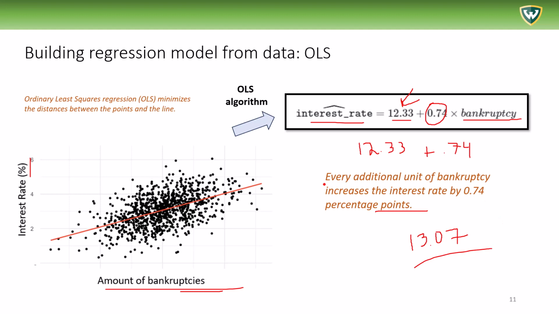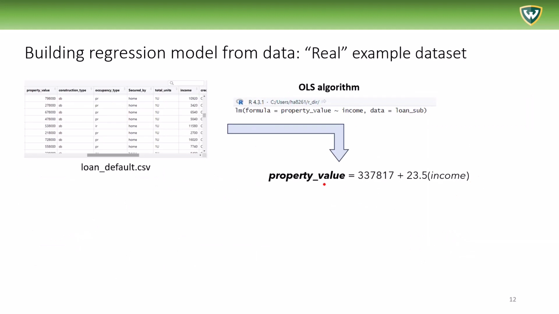Okay, so that's how it works. And we'll keep talking more about this to get this down. Now I have actually another example here. So this is building a regression model from a real example data set, relatively real.